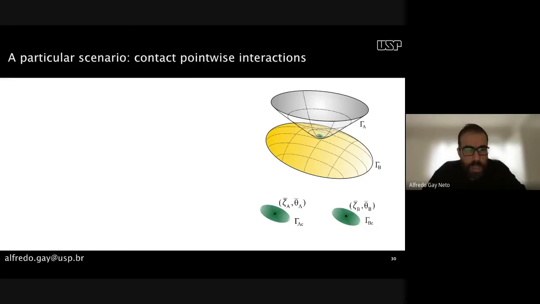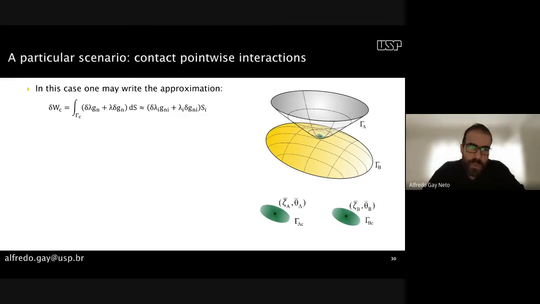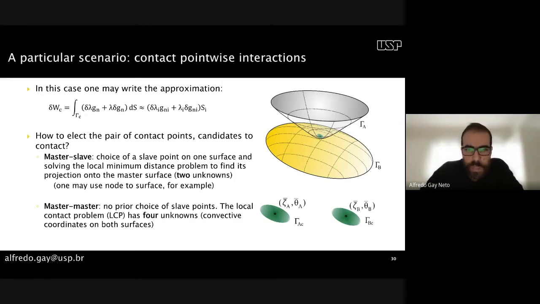And finally, the last part of my presentation is pointwise contact. When you have a pointwise contact interaction, what is this? It's a very particular scenario where you have your contact term, an integral over the entire contact surface. But when this surface is very small when compared to the size of the surfaces of the bodies themselves, you can approximate the integral by a value evaluated as the average, this area of the surface times the integrand. So instead of making the integral, you replace it by these average values. This is a strategy we can use in many kinds of problems.